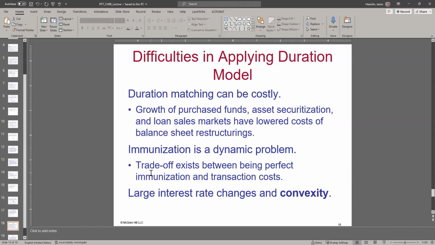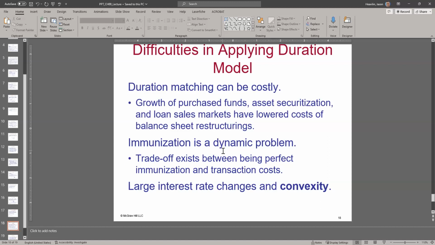Immunization is a dynamic problem. A trade-off exists between perfect immunization and transaction cost. So yes, the closer you get to that perfect immunization, the more costly it becomes to get that extra improvement. So there's diminishing returns as you get closer to perfection.